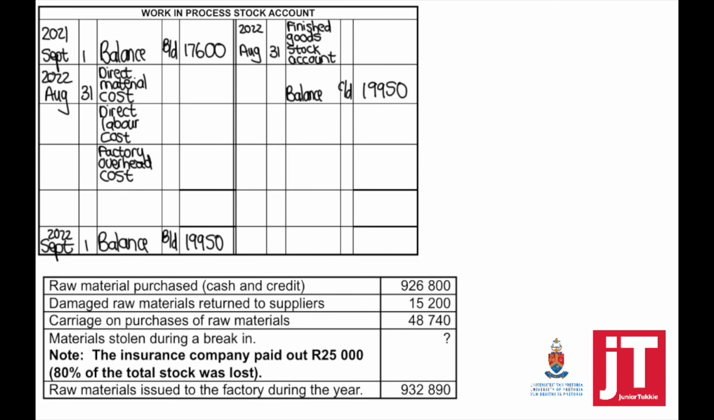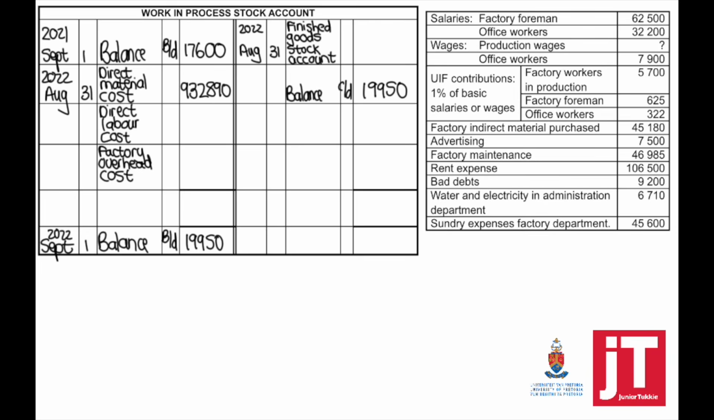If you look at the raw materials, they said to us, raw materials issued to the factory during the year was 932,890. That which was issued is equal to your direct material cost. Then we need to see if we can solve direct labor cost.